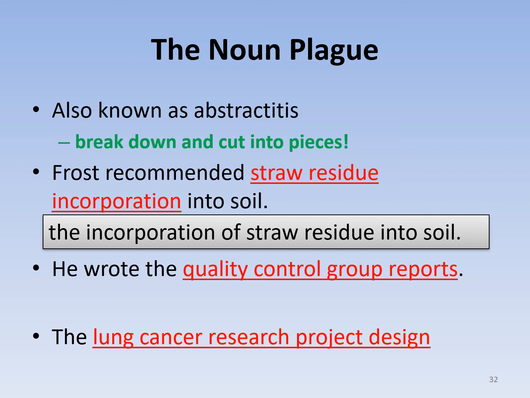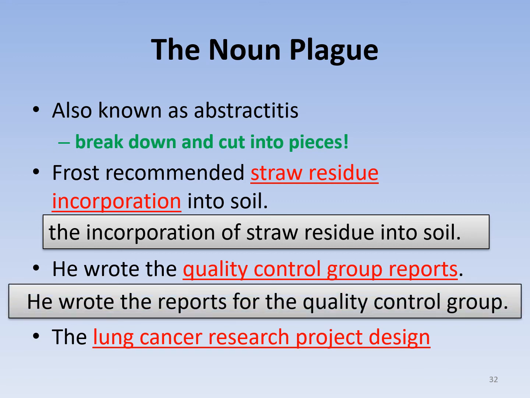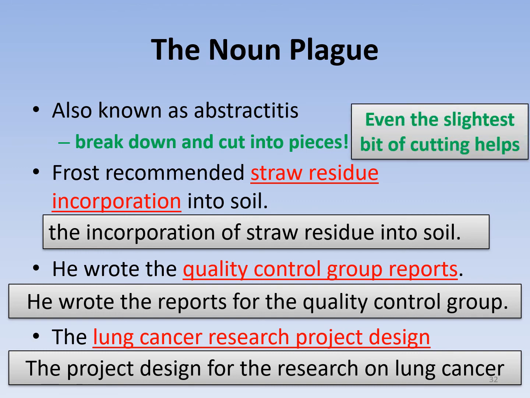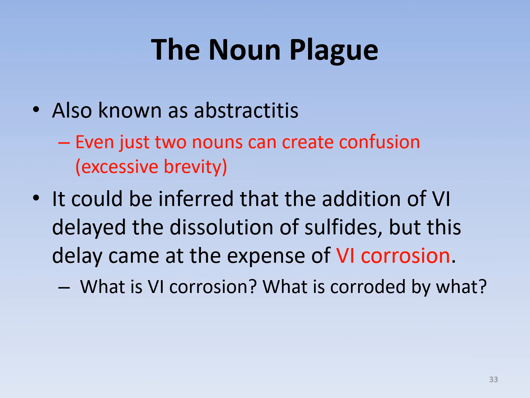Like for the quality control group reports, actually it's the report for the quality control group, or in this case, lung cancer research project design. It's a project design for the research of lung cancer. Just by cutting a little bit will be helpful. And make sure you try your best to cut into small pieces instead of writing noun after noun after noun.